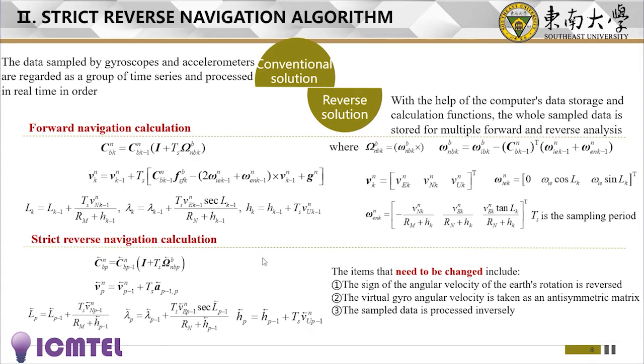There are only three differences between straight reverse calculation and conventional calculation. Firstly, the sign of the angular velocity of the Earth's rotation is reversed. In addition, the virtual gyro angular velocity is taken as an anti-symmetric matrix. Moreover, the sampled data is processed inversely.